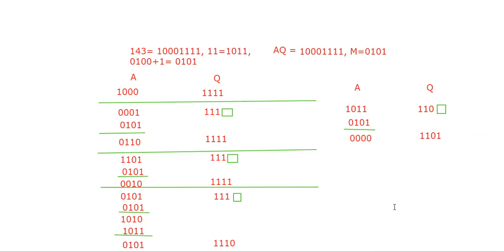Now this is your answer. See, in A, you have your remainder. So remainder is 0. 143 is completely divisible by 11. And this is your answer. So 1101 means that is actually 13. So as you can see, 11 multiplied by 13 will be your 143. I hope the algorithm is clear to you now.